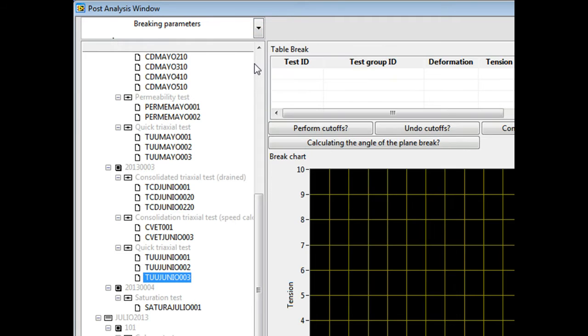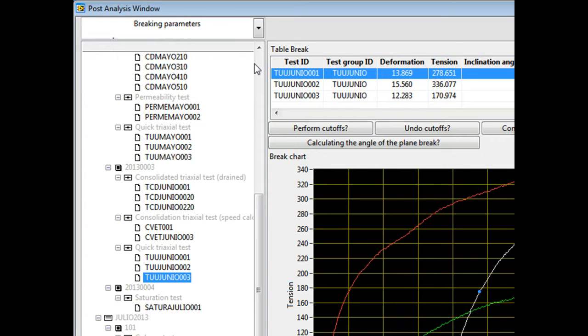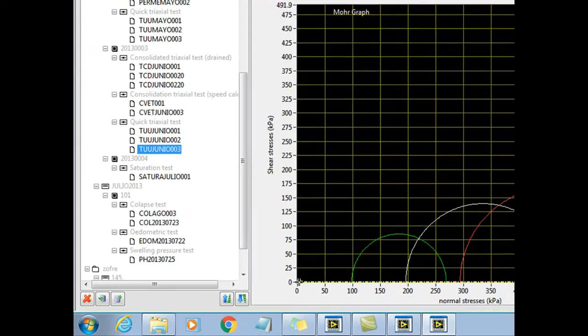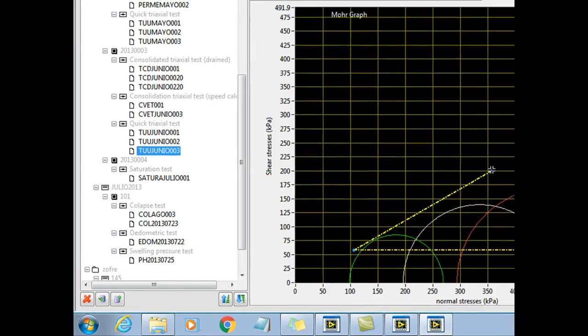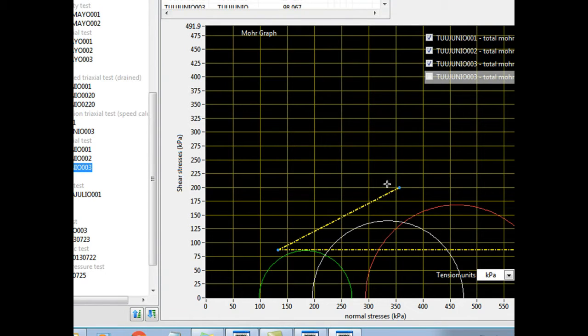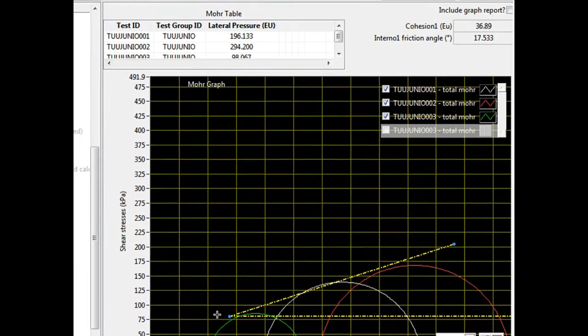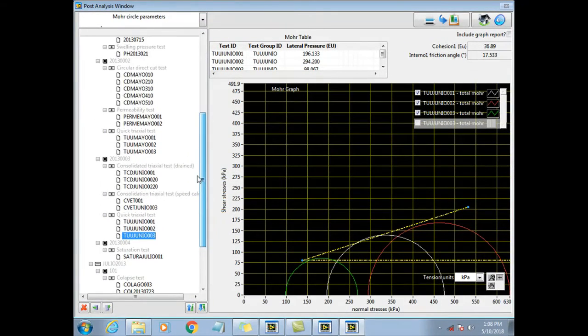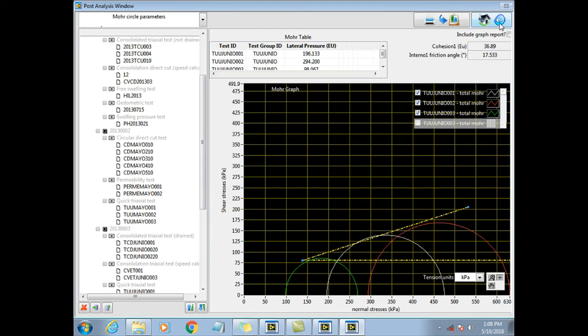If you go to breaking parameters, you see the 3 curves that I got, and then you go to more circles and you see 1, 2, 3. You see a blue point. You put one here and then one here. Here you see cohesion and friction angle. So you suppose that you need to be touch or be tangent to the 3 circles, and these are the values that you get. You can do the same with the CR.